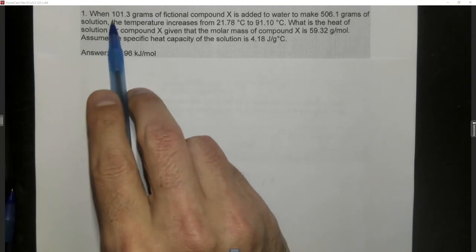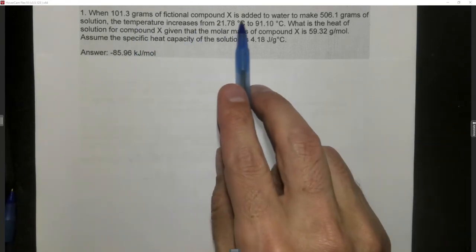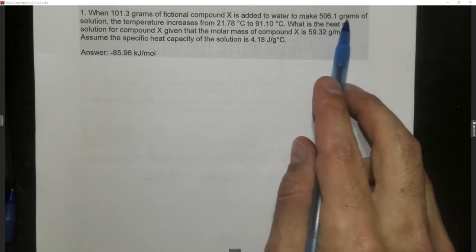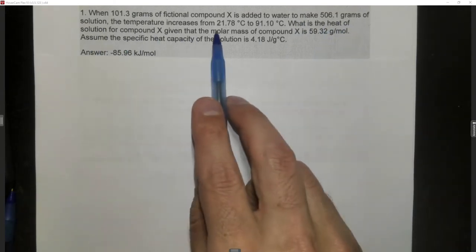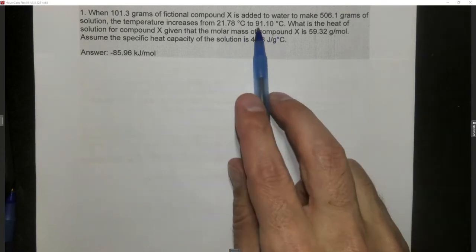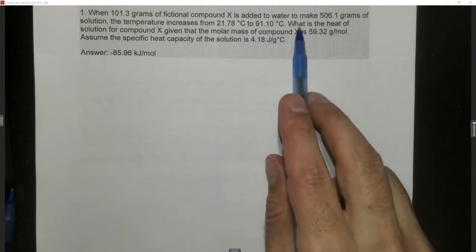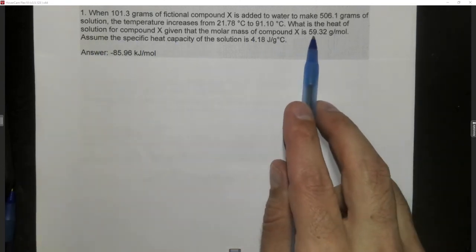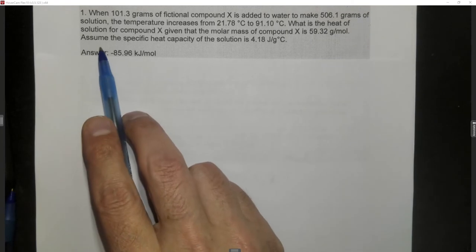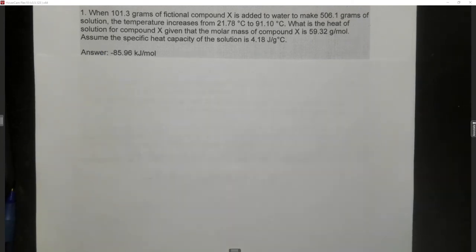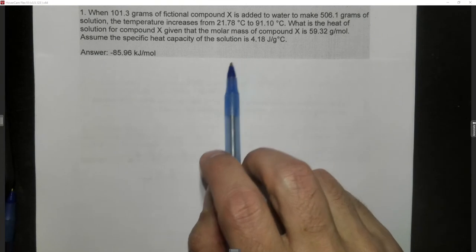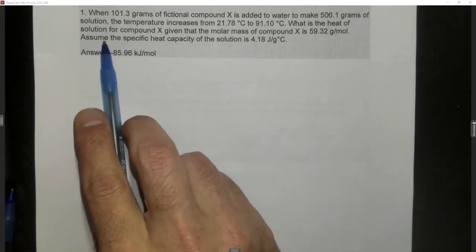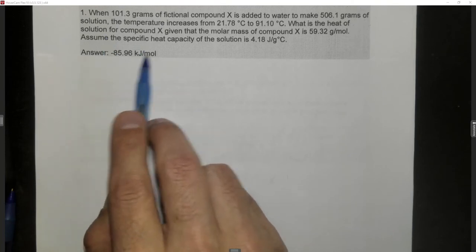So the first one says, when 101.3 grams of fictional compound X is added to water to make 506.1 grams of solution, the temperature increases from 21.78 degrees C to 91.10 degrees C. What is the heat of solution for compound X given the molar mass of compound X is 59.32 grams per mole? And then it tells us the specific heat capacity of the solution. So in this case, we want to find the heat of solution in kilojoules per mole.